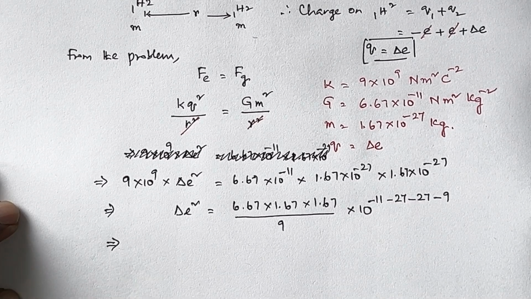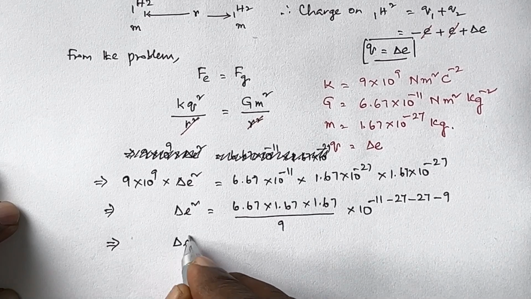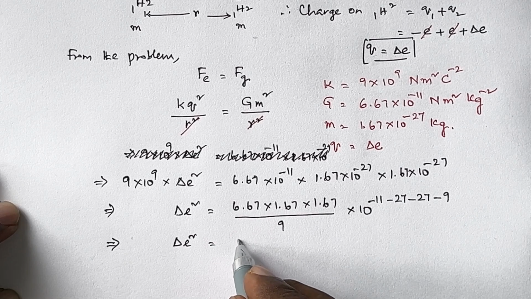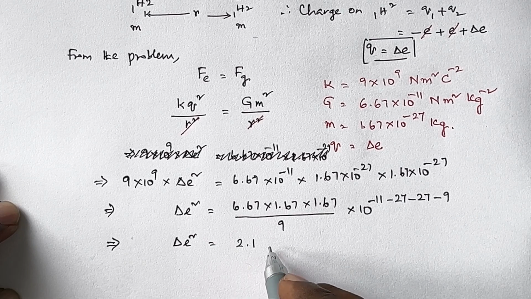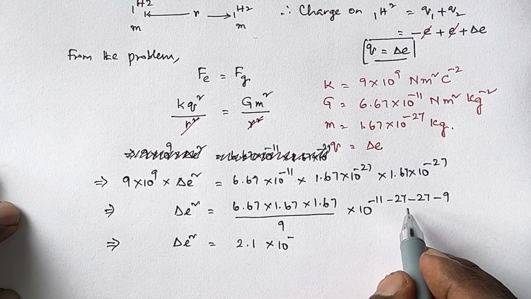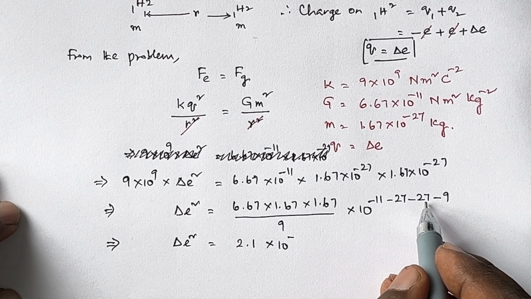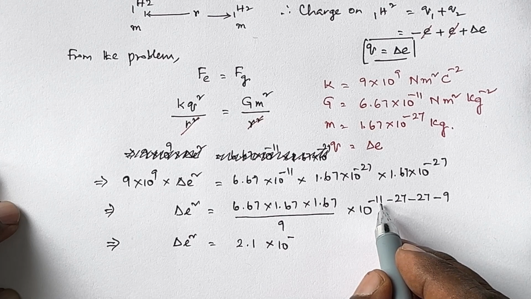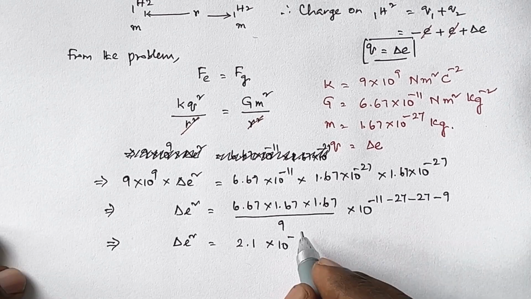The delta E is in the order of. Order of means the number is small, so 10 powers are big. So order of means 10 powers, in 10 powers we have to express. So let us do it first. Delta E square is equal to, if you calculate, comes somewhat at 2.1 into 10 to the power of minus 27 plus 27 is 54, plus 11 is 65, plus 9 is 74.